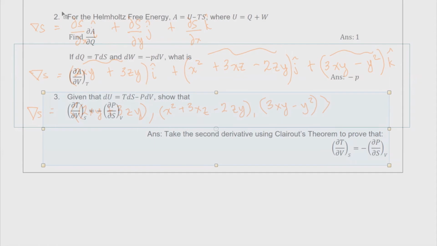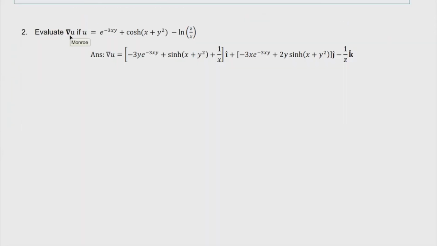So now let's have the second example. It says here that we need to take the gradient of u, so that's the nabla operator multiplied with u, and then u is this expression. And we also have the answer right here, and let's see if we could get the answer. So let's rewrite this, the nabla u, that is equal to the partial derivative of u with respect to x at the i direction, and then we have the partial derivative of u with respect to y at the j direction. Then we have the partial derivative of u with respect to z at the k direction.